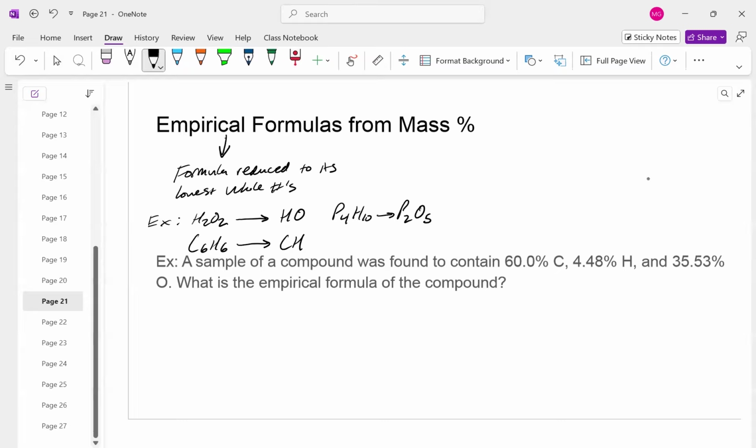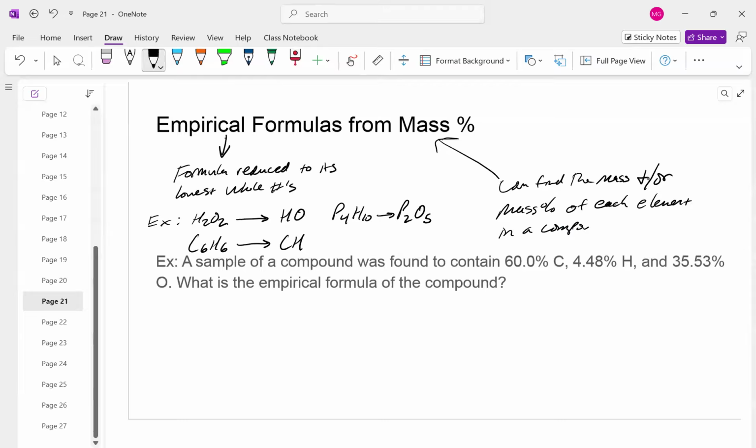Now, the way I'm going to get there to the empirical formula is using technology. We have technology that can find the mass and or percent mass, I'll use it properly, mass percent of each element in a compound. So a lot of times in a problem involving finding an empirical formula, we have the technology to find either the masses of each atom or the mass percent.